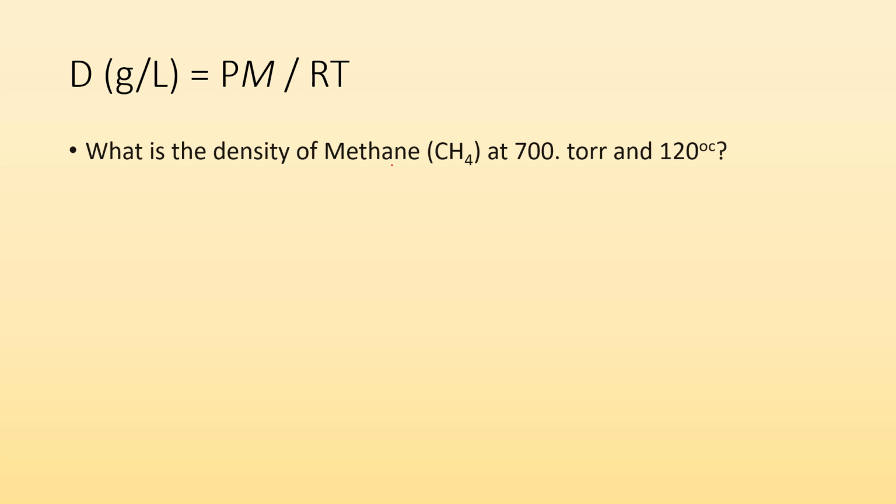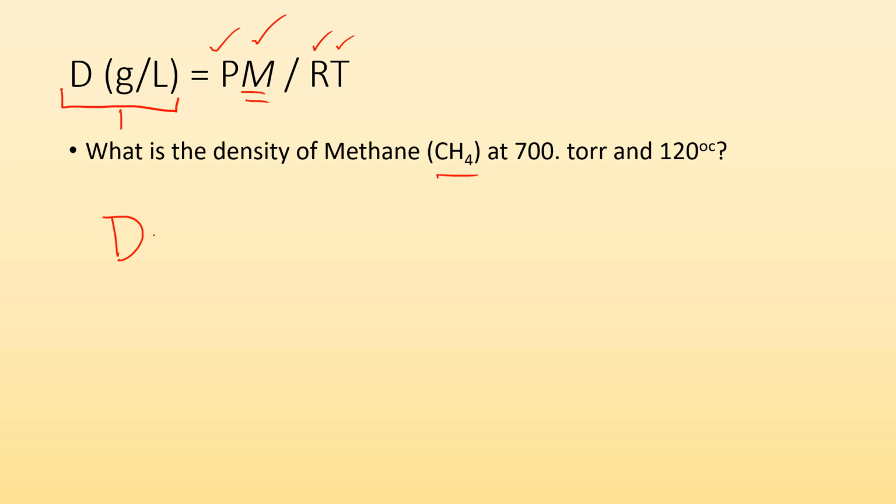So using that, here's an example problem. What is the density of methane, CH4, at 700 torr and 120 degrees Celsius? So again, they're asking us to find the density, and they tell us the pressure, R is a constant, they tell us the temperature, and this molar mass, they give us indirectly by telling us the compound. So we know all those things.